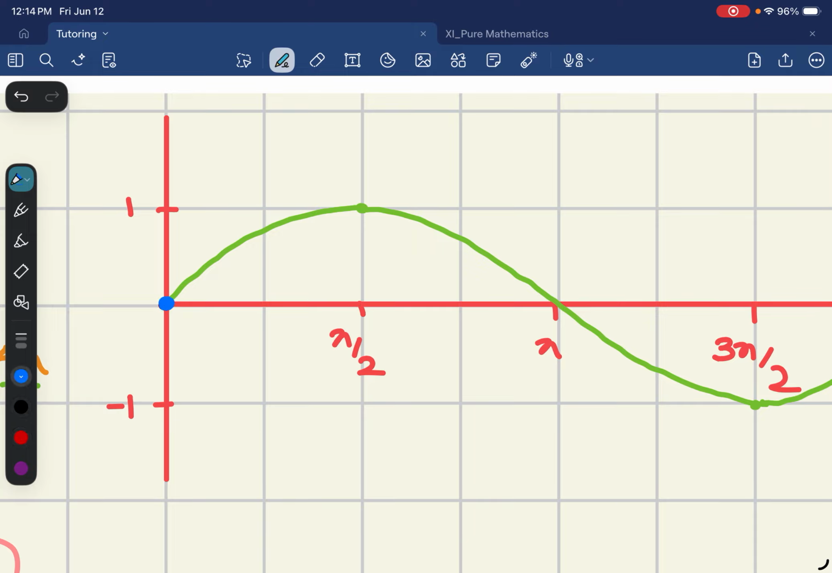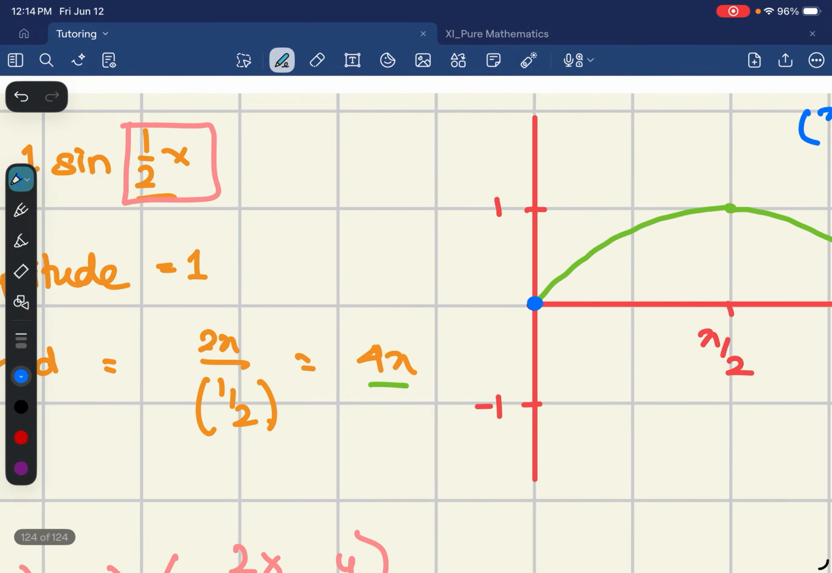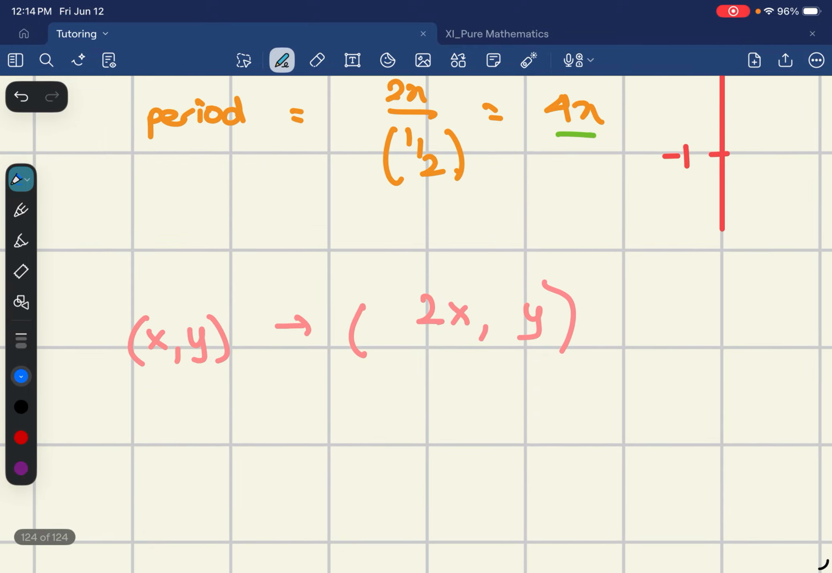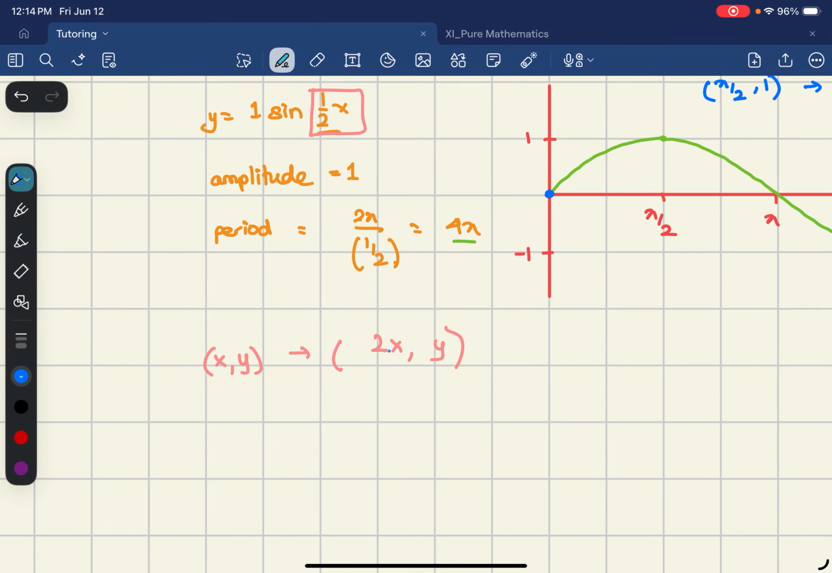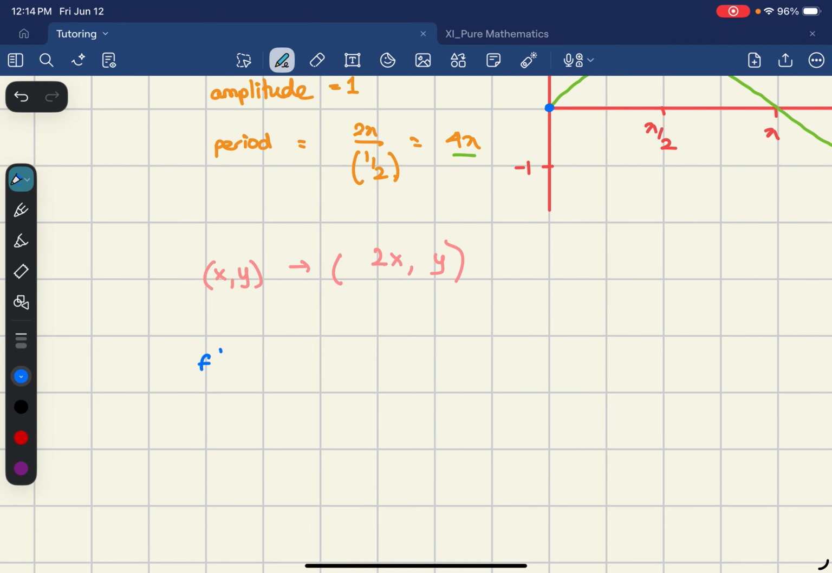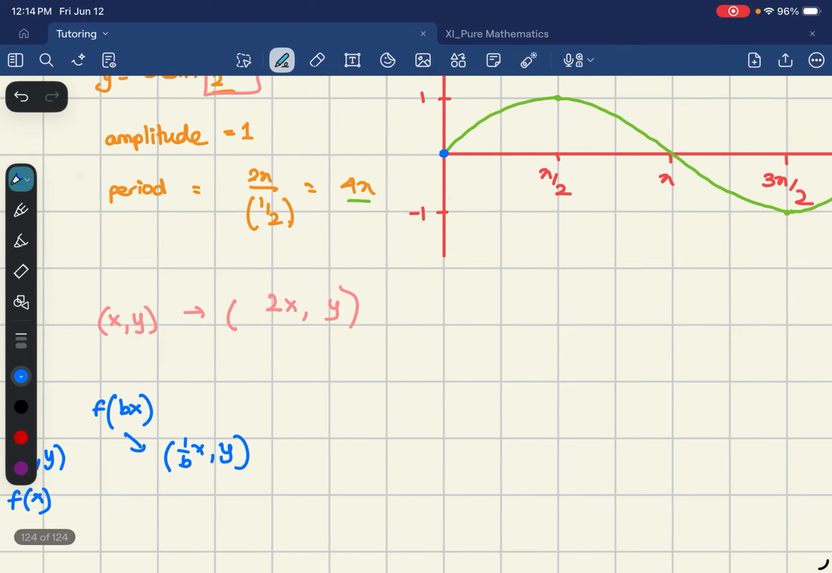So you have 0, comma 0. Pi by 2, comma 1 will change to... because we had to do this, right? 2x changes to 2xy. Remember, whenever you have f of bx, that means that your x coordinates are stretched as follows. So if you have x comma y in the graph of f of x, then in the graph of f of bx, you are going to have 1 over b times x comma y. That is how you do a horizontal stretch.